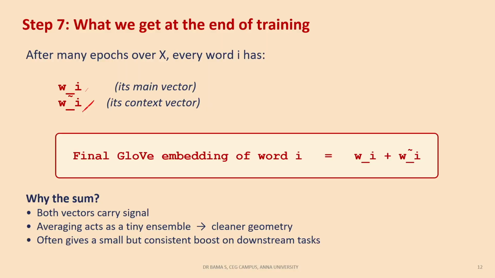So, this is with respect to GloVe. At the end of training, we get Wi and the context vector W dash i. So the final GloVe embedding would be Wi plus W dash i. Why are we summing up? Both vectors carry the signal, and averaging acts as a tiny ensemble, like we have seen in our small toy problem. So it often gives a small but consistent boost over the entire stream.